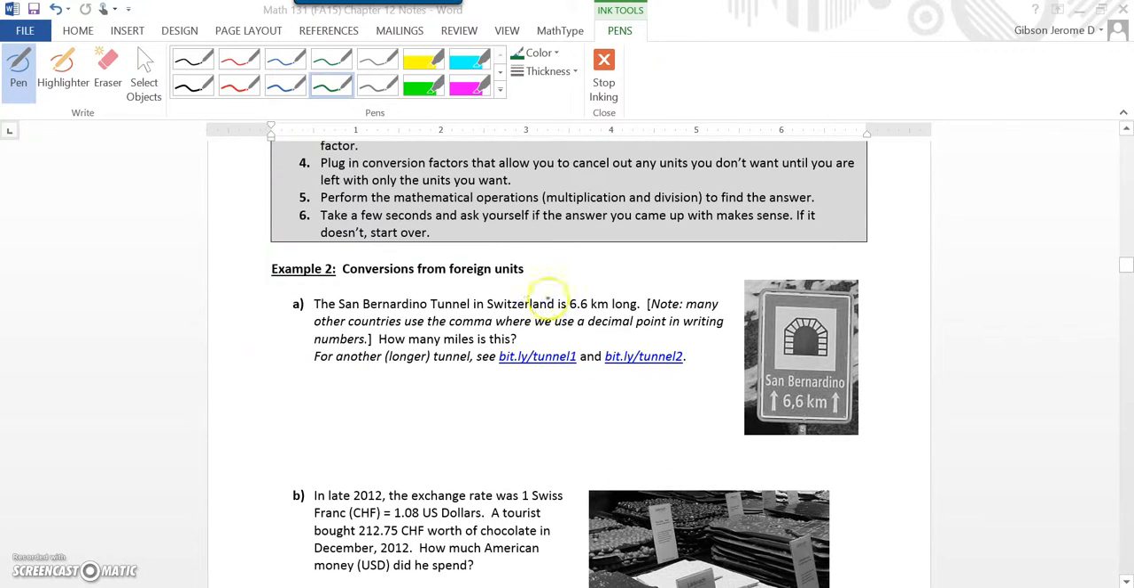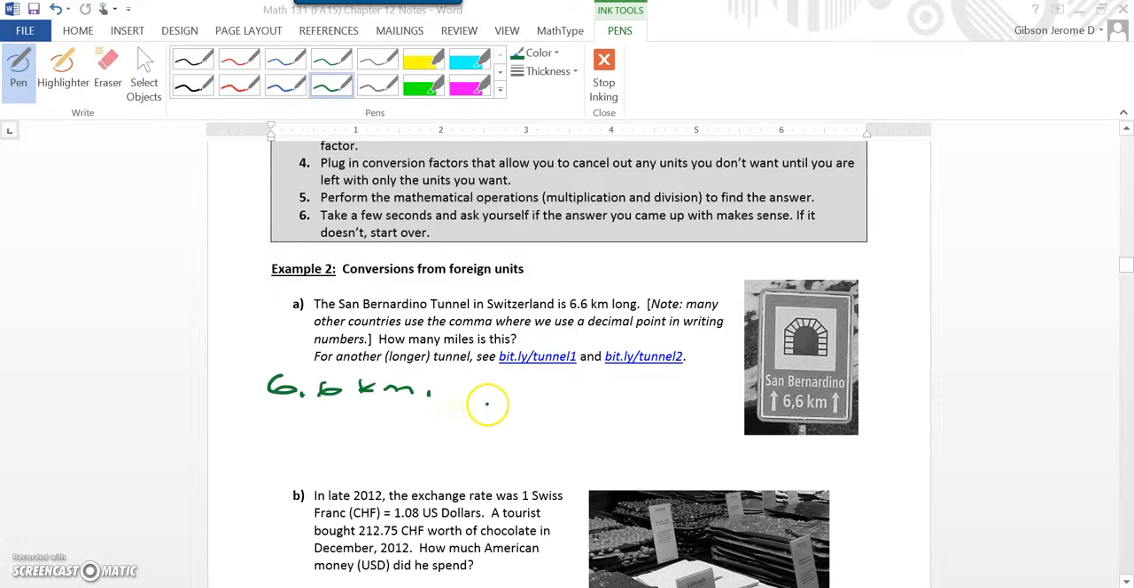Okay, conversion from foreign units. The San Bernardino tunnel in Switzerland is 6.6 kilometers long. Note, many other countries use a comma where we use a decimal point when writing numbers. How many miles is this? Okay, so now we want to convert this 6.6 kilometers. We want to convert it to miles.